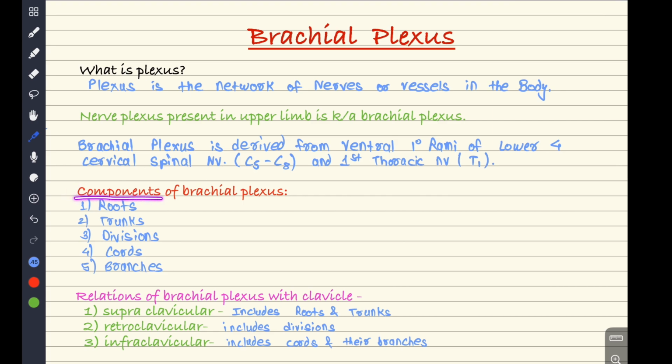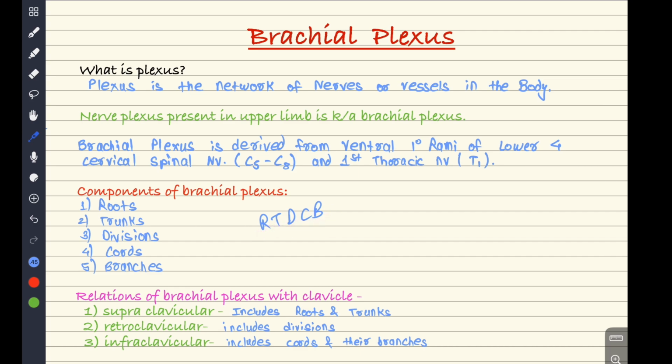Now components of the brachial plexus. It includes roots, trunks, division, cords and branches. Mnemonics to learn this is RTDCB. R for roots, T for trunk, D for division, C for cords and B for branches.